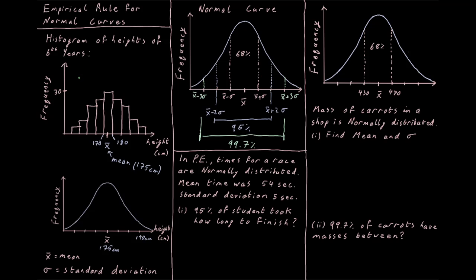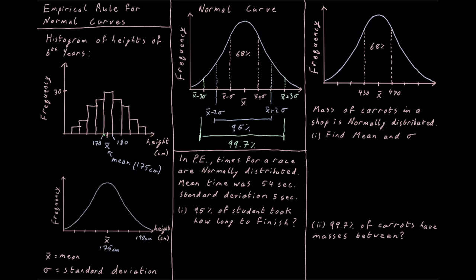So if we have a histogram of the heights of sixth year students, we go out and measure all of the heights of sixth year students, and we plot that information on a histogram. Our frequency would be on the y-axis and the heights of students would be on the x-axis. In this case, the heights are in centimeters.